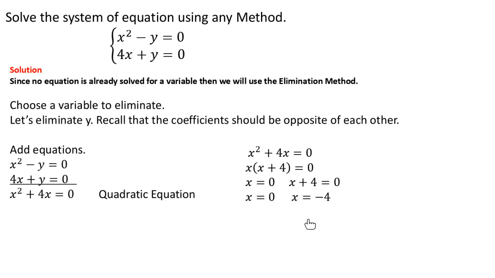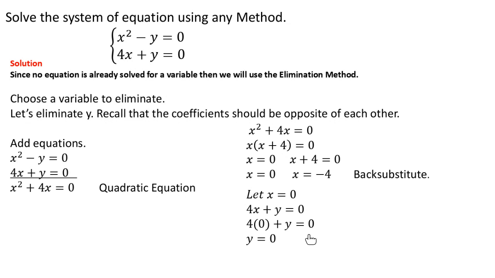Subtract 4 on both sides. So we have two values that we can have for x. We got to check these. Okay. So let's use x first. So when we use x equals 0, let's plug it into our equation. So 4 times 0 plus y equals 0. So this one gives me y equals 0.